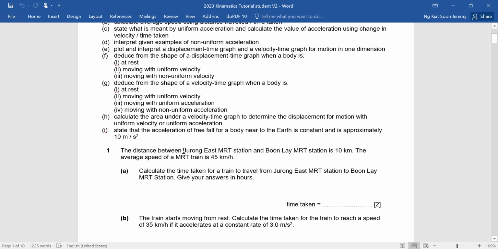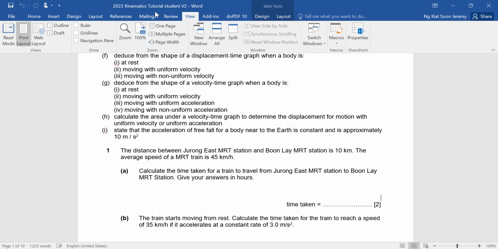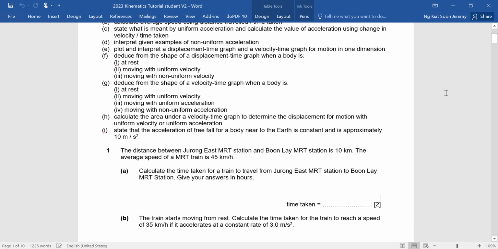The distance between Jurong East MRT and Boon Lay is 10 kilometers. Average speed is 45 kilometers per hour. Straight away you want to see if you can apply your speed equals distance over time formula. So the formula you want to use in this question is: average speed is total distance over total time.